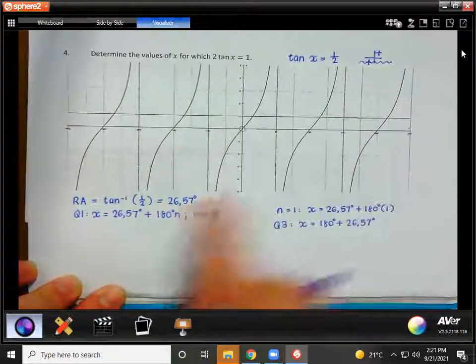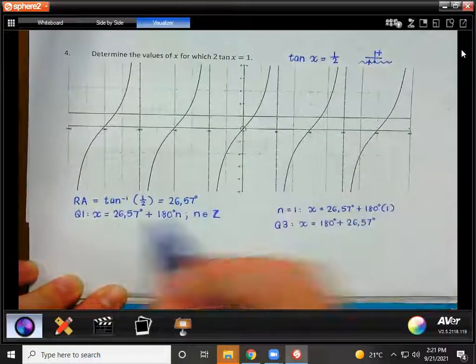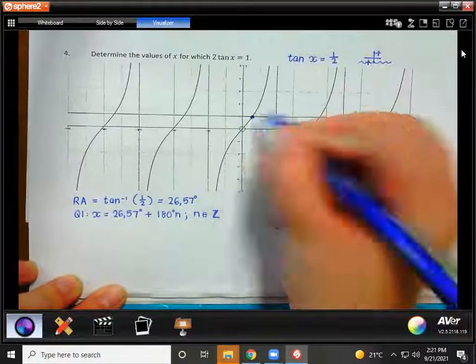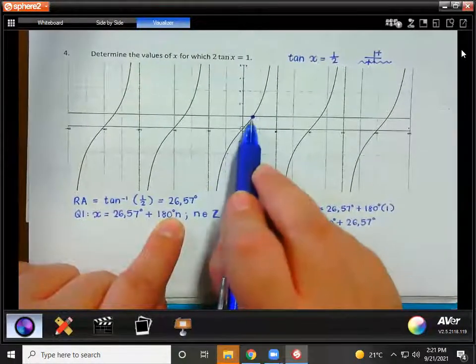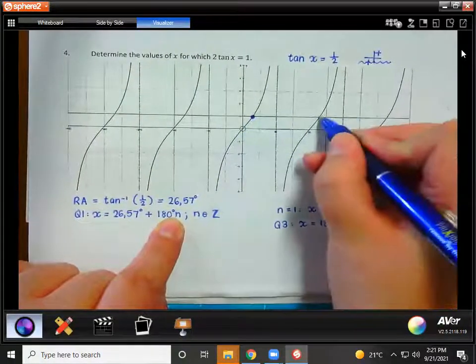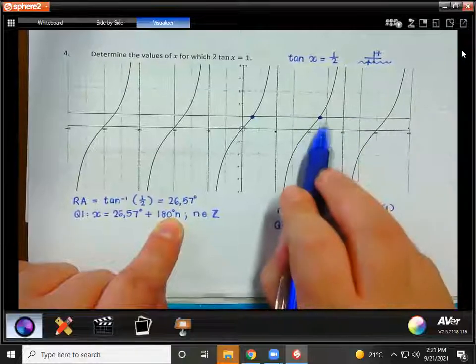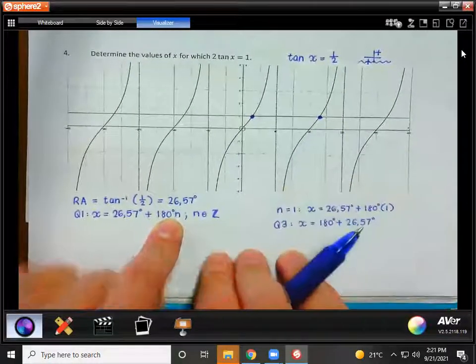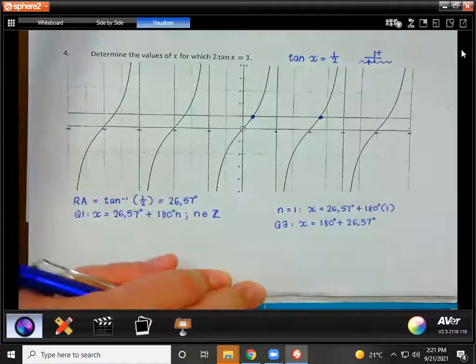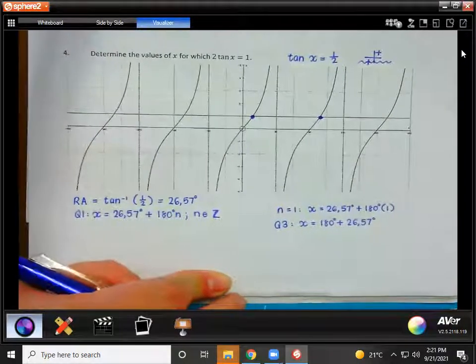Okay, I don't know if that makes sense. Let's look at the graph. 26.57 is here. If I say n equals 1, I'm going to add 180 degrees to it. It's there. But this will be my quadrant 3 solution as well. Okay, so we don't have to double up on work, guys. We can literally just write a quadrant 1 solution and that's it.